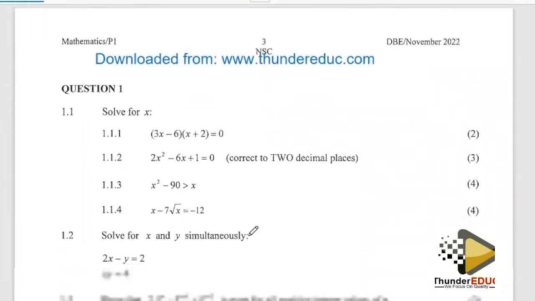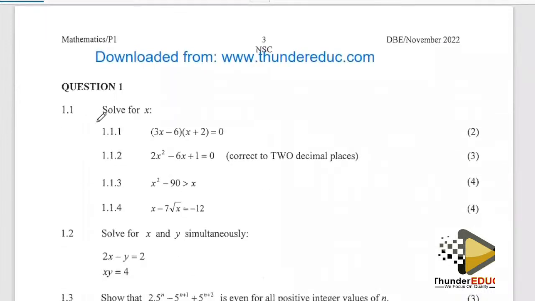They want us to solve for x, 1.1. So in most cases, this question has to do with factorization and the likes. With 1.1.1, we're being told that if we have bracket 3x minus 6, close bracket, and then x plus 2 is equal to 0. This question is two marks.